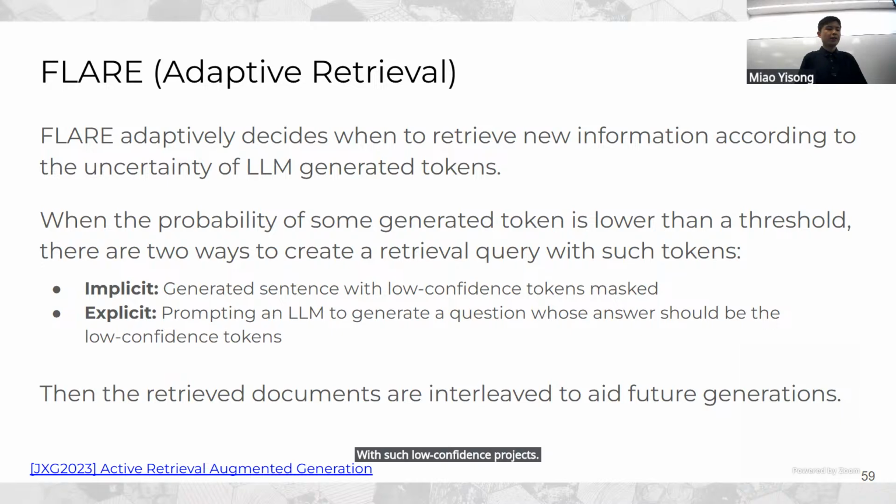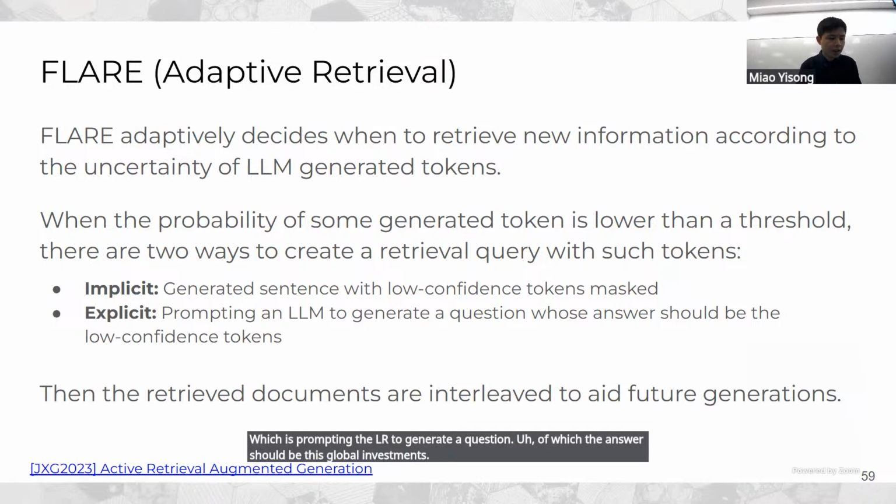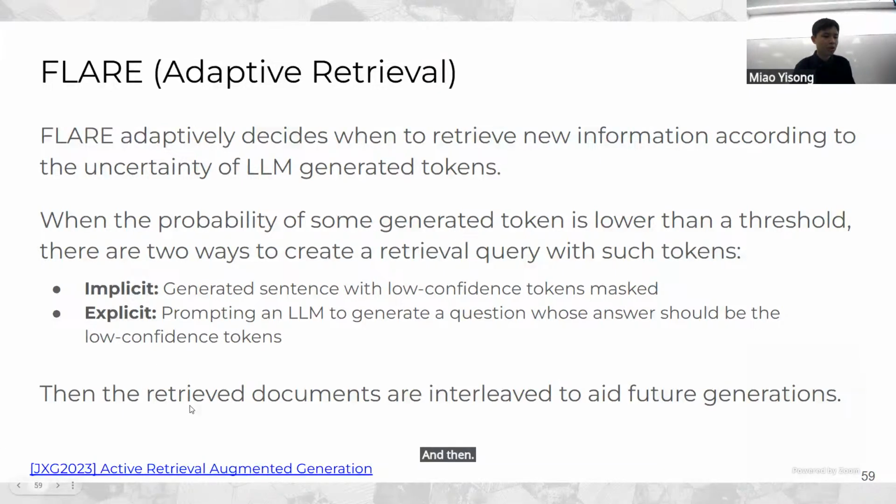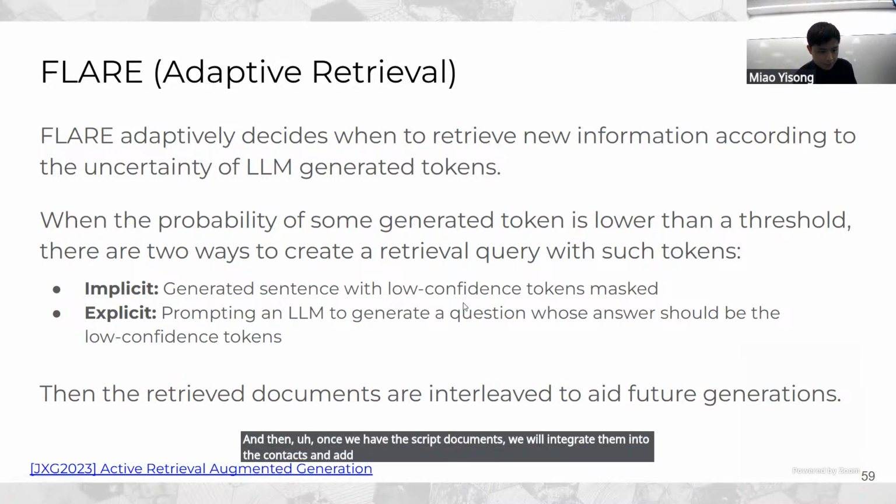The implicit way is just using this new sentence while masking all these low confidence tokens, so that they can avoid wrong generations. And they also propose an explicit way of creating a query, which is prompting the LLM to generate a question of which the answer should be these low confidence tokens. And then once we have the retrieved documents, we will integrate them into the context and continue future generations.